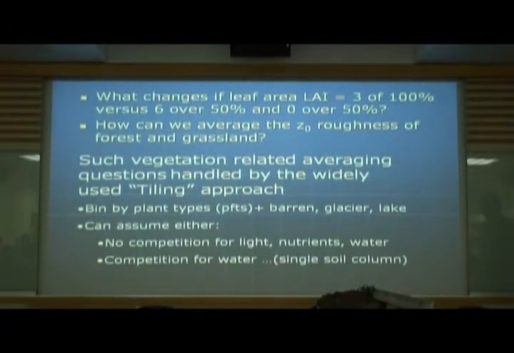Okay, so these are some of the questions we ask of the climate model. Leaf area index is the projected leaf area per unit surface area, and you could have that at 3 over 100% or 6 over 50%, or so. There are various different questions you can look at involving the nonlinearities. Surface roughness is another thing that doesn't simply average out if you have forest and grassland. The one thing that's been done in the model is tiling, which is having different kinds of vegetation and bare soil in separate tiles, which handles some of the heterogeneity of the vegetation, but there are a large number of other more important sources of heterogeneity that are not handled.